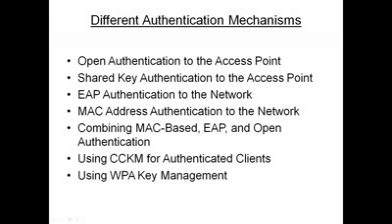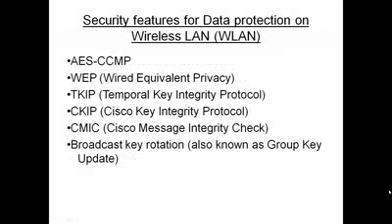We can also use different encryption mechanisms that are supported on the access points. Some of the security features that protect the data traffic on the wireless LAN are AES CCMP. Now we need to make sure that we can enable AES CCMP only on the 802.11g radio. The second is Temporal Key Integrity Protocol, Cisco Key Integrity Protocol, Cisco Message Integrity Check, and Broadcast Key Rotation, also known as Group Key Update.